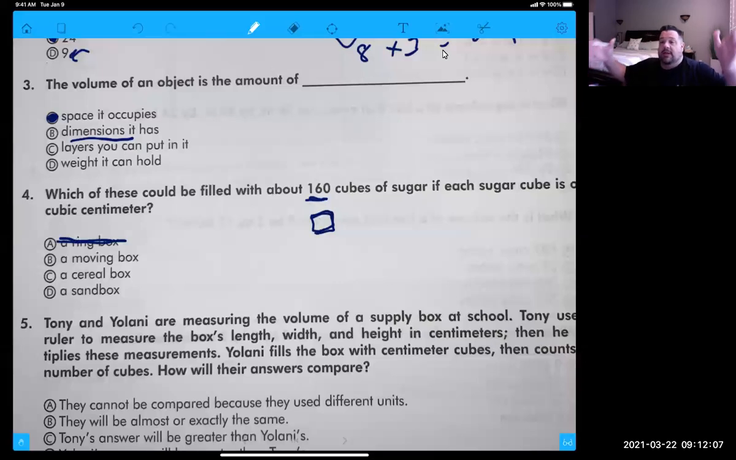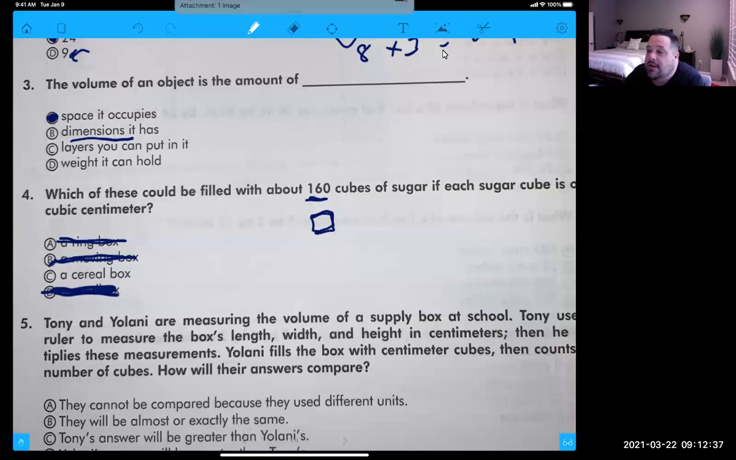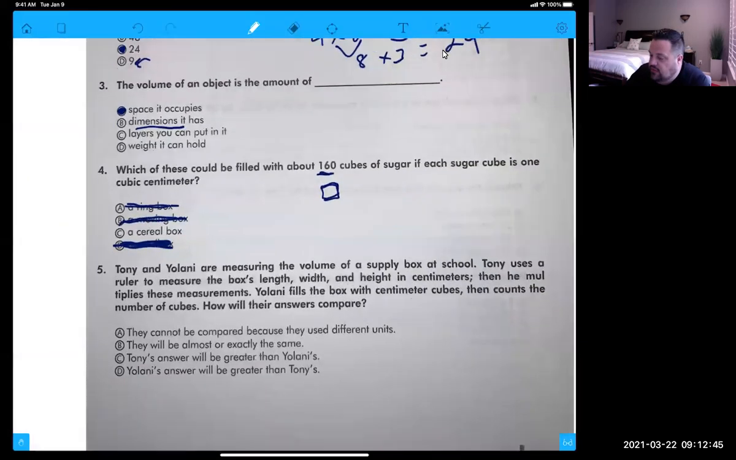Now, a moving box is like a big box like this. So 160 of those would fill up like one little corner, right? We'll talk more about this if this one's confusing to you. Now, a cereal box is a box that is like a good height, good size. That probably makes sense if you stack 160. That seems like the best because a sandbox is huge, right? So although there's no 100% correct way to figure this one out, there's only one that even kind of makes a little bit of sense. And that would be a cereal box. All right, do number 5.